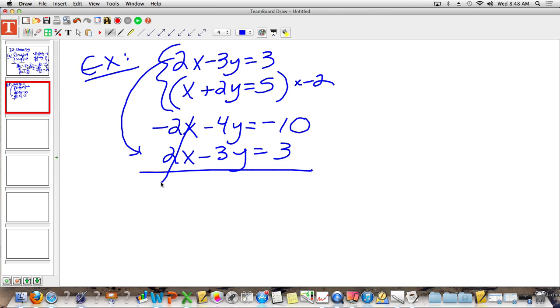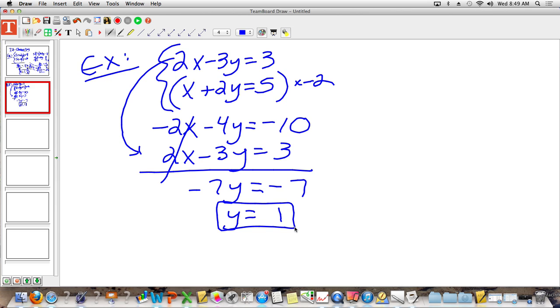What is negative 4y added to a negative 3y? Negative 7y is equal to, what is negative 10 plus 3? Negative 7. So what is y? 1. y is 1. Now you've got to go and figure out what x is. Do you guys feel okay about this? Yes. All right, we've got to figure out what x is.